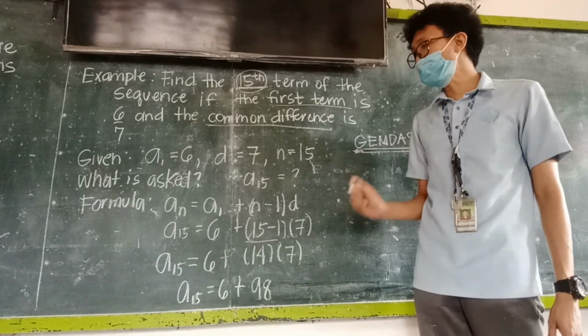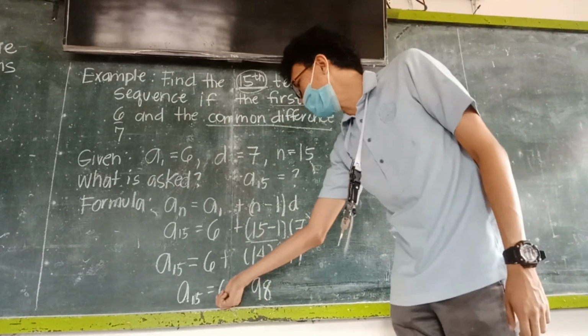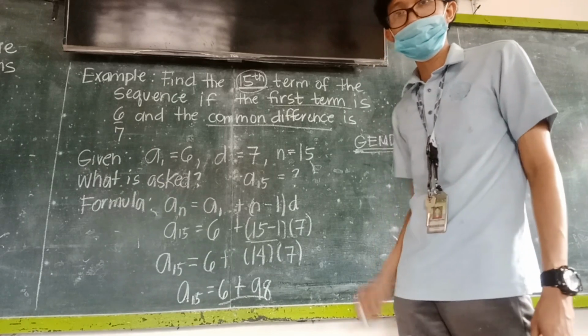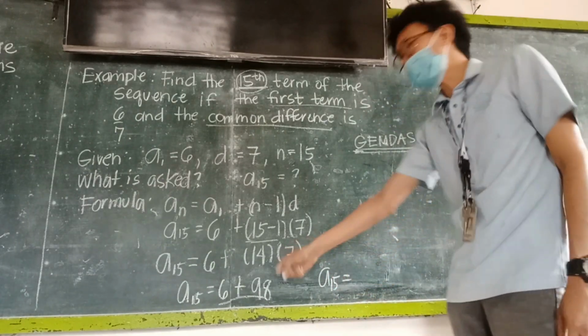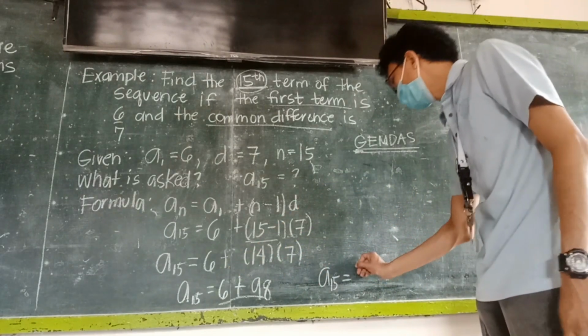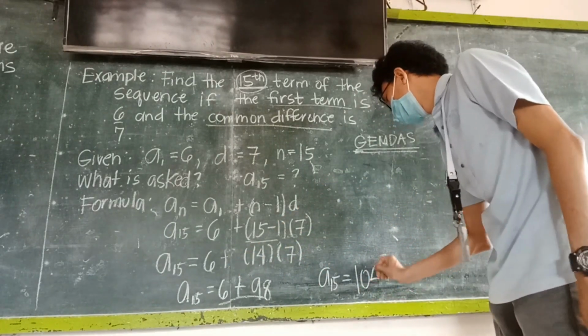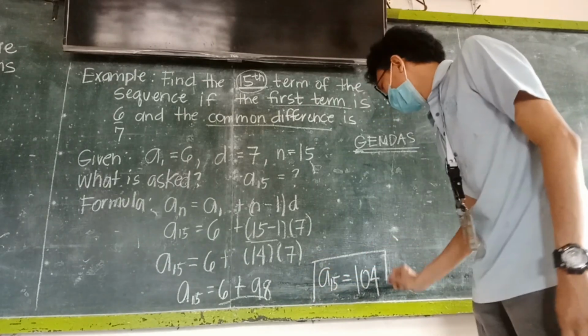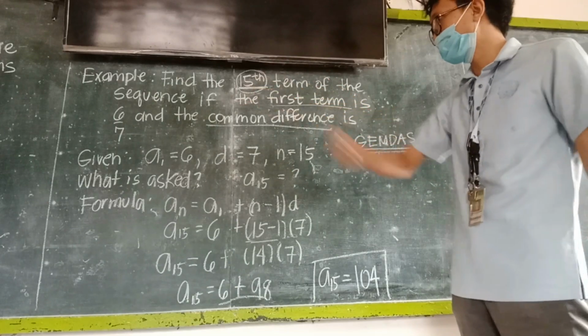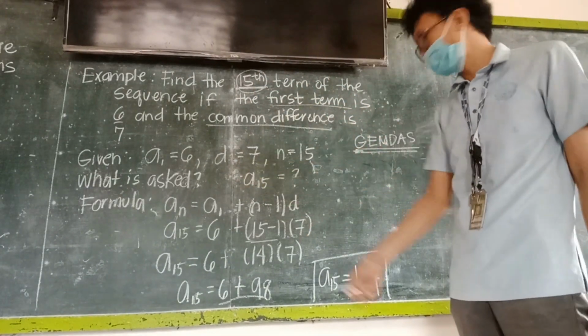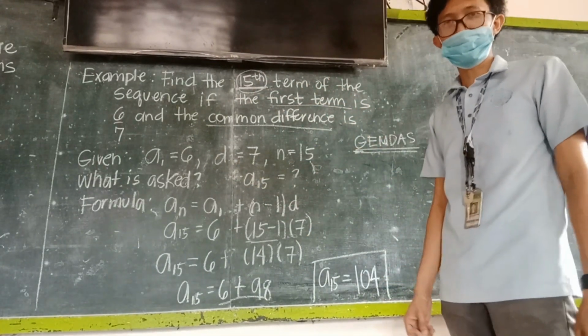Now to get the 15th term of the sequence, i-add natin yung 6 at saka ang 98. So ang a sub 15 is equal to 98 plus 6 is equal to 104. Therefore, ang 15th term ng ating sequence na may first term na 6 at ang common difference na 7 ay 104.